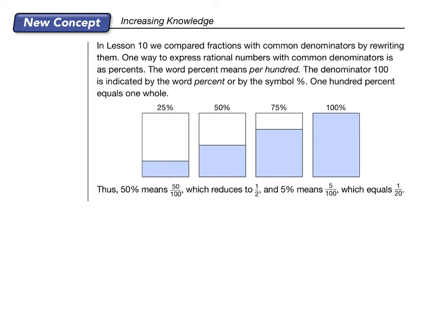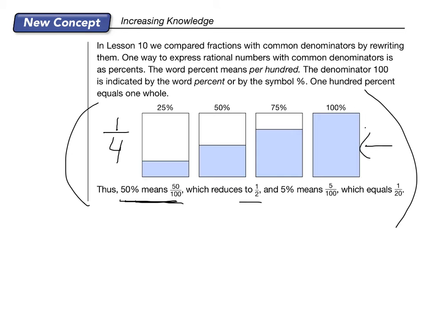And these are some common examples of percents here that you can draw in your notes. We have 25% here. This is 25%, which is the same thing as 1/4. We have 50%, which is right here. 50% means 50 out of 100, which reduces to 1/2. Then we have 75% and 100%. You can see that 100% is a whole.